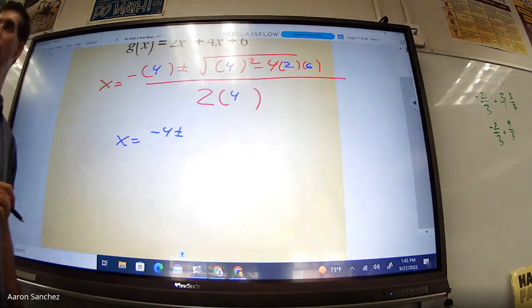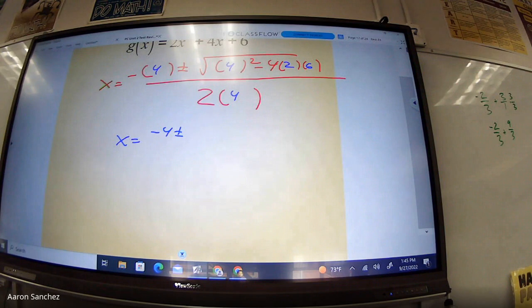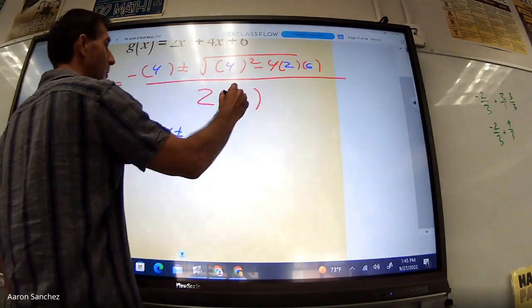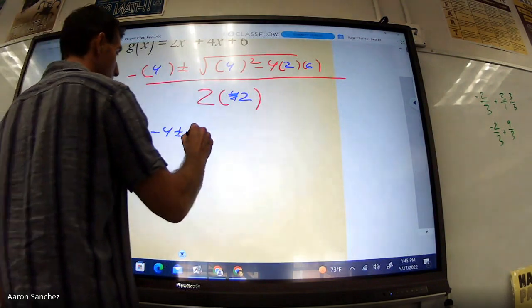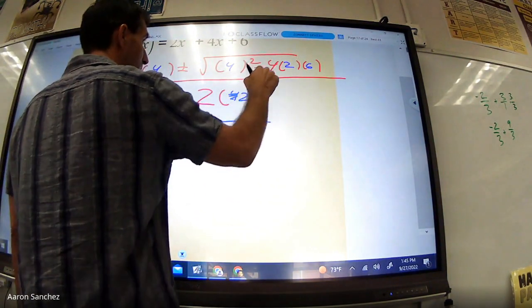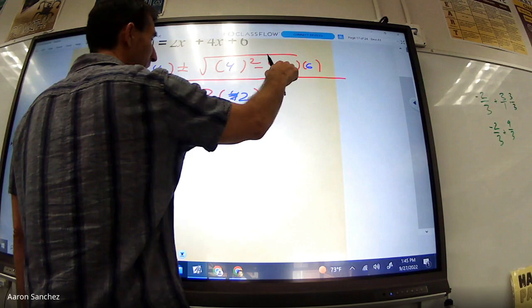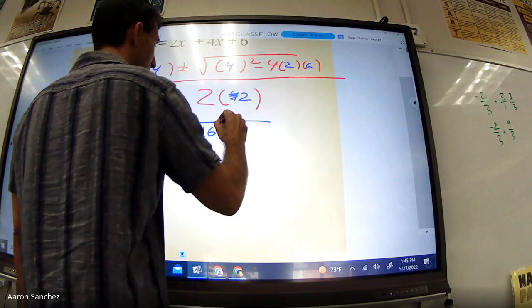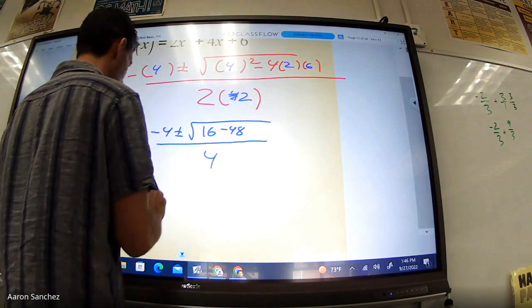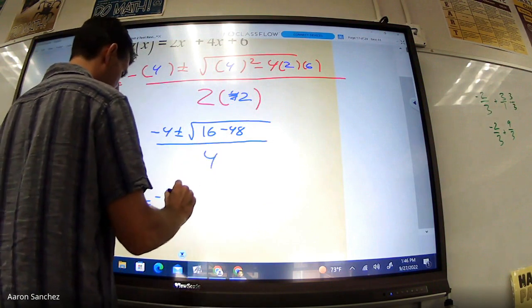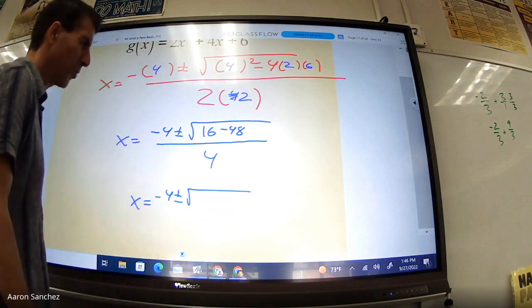Should I pause? Anyone need me to pause? I'm just going to solve it, unless someone needs me to pause. Yes, it should be 2. Sorry. Thank you. That would mess me up big time. Negative 4 plus or minus square root of 16, 4 times 2 is negative 8 times 6 is negative 48, all over 4. X equals negative 4 plus or minus, what's 16 minus 48?